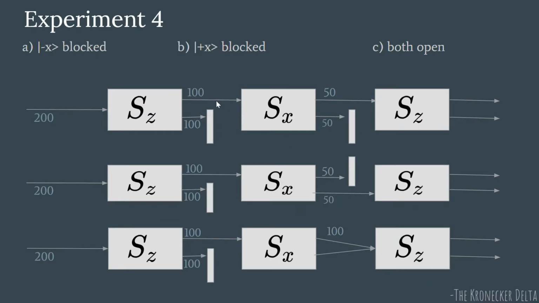Now let's focus on experiment 4. We have 3 variants here. In the first variant, we block all the atoms from the lower beam of this Sx operator, that is, the minus X beam, like we did in experiment 3. Now it is the same experiment as experiment 3, but we block the upper beam. Now this is a different experiment. Now we combine both the beams, then feed it to the third analyzer Sz, and then we ask what the outcomes of such an experiment are.